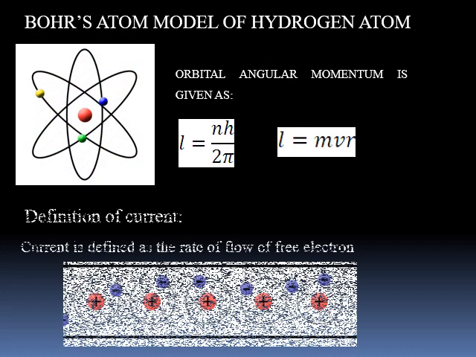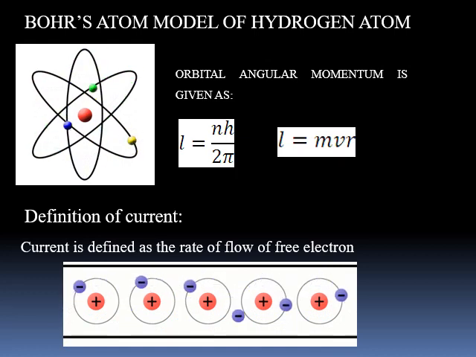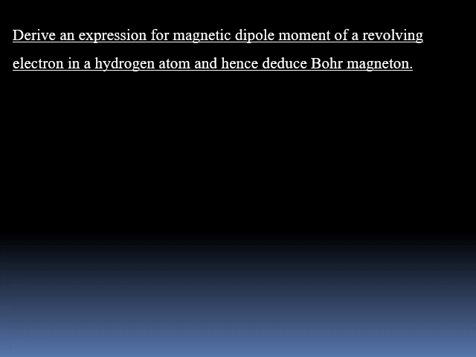And we have also learnt about current. Current is nothing but rate of flow of free electrons. Okay, so keeping these in mind, we have to derive an expression for magnetic dipole moment of a revolving electron in a hydrogen atom, and hence we have to deduce Bohr magneton.